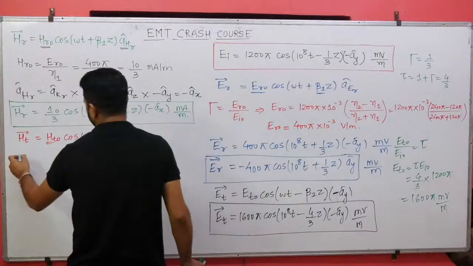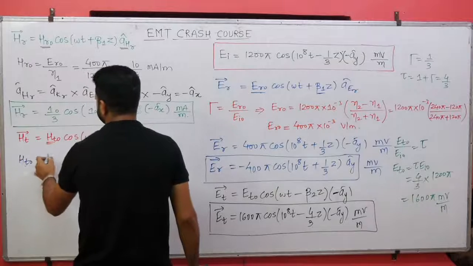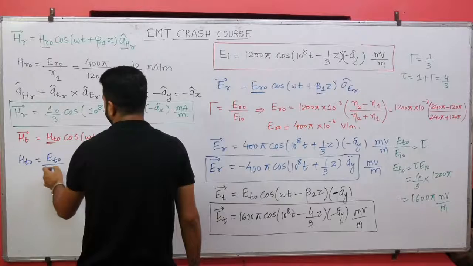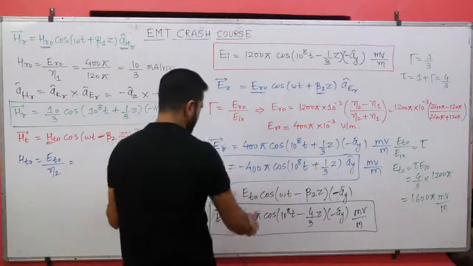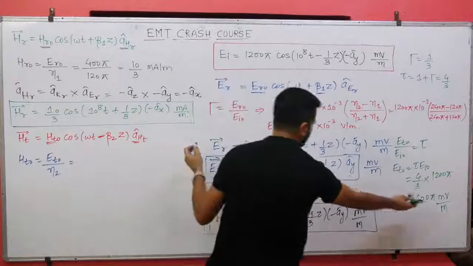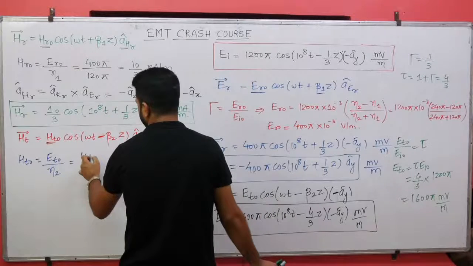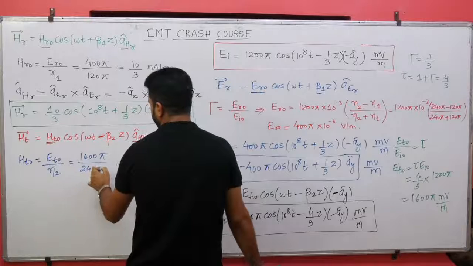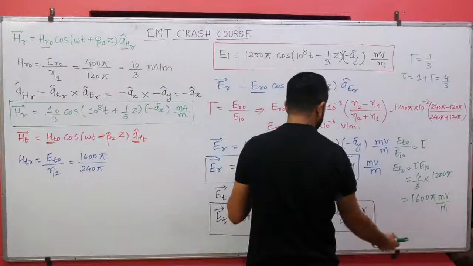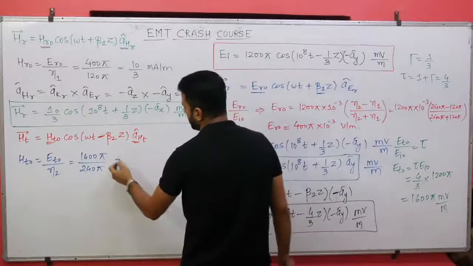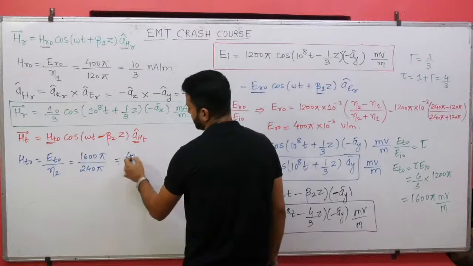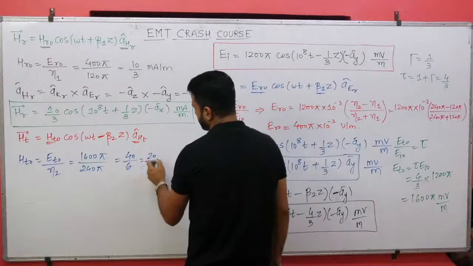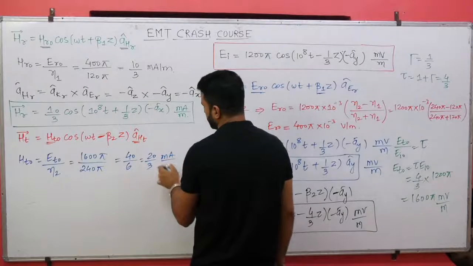HT naught, so we will find HT naught same as ET naught or HR naught. So this is ET naught divided by eta 2. ET naught, how much was ET naught? ET naught was 1600 pi, that is in milli. So 1600 pi divided by 240 pi, the eta 2 was 240 pi, right? We had calculated that before. So this is 40 divided by 6, and it means 20 by 3 milliampere per meter.